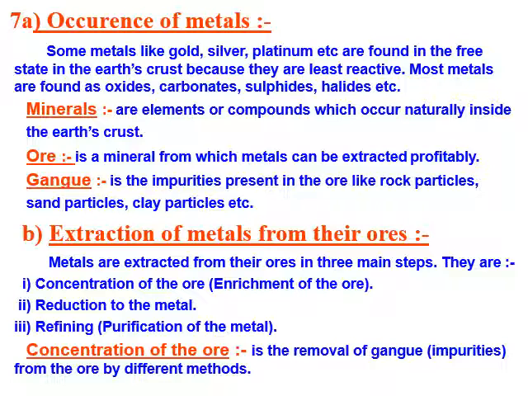Now we have to extract the metal from their ore. During the process of extraction, metals are extracted in 3 main steps. They are: first, concentration of ore, which we can also call enrichment of the ore; reduction to the metals; and refining or purification of metals. First is concentration of the ore, or enrichment of the ore. It is the removal of gangue particles or impurities, as we have talked about, like sand, clay particles and rock particles, from the ore by different methods.